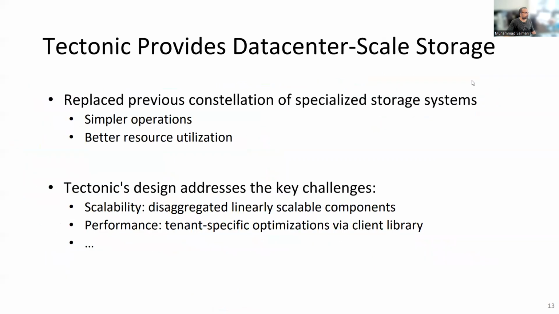So Tectonic provides data center scale storage, and it has simpler operation, and also better utilization. So Tectonic has addressed two key challenges. One is scalability, and the other is performance. So this is the conclusion of this paper, where they have solved these two problems.